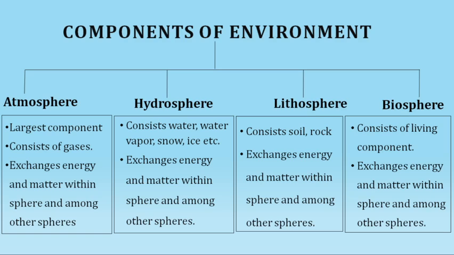The third component of environment is called lithosphere, and it deals with the solid part of earth, which is soil or rock. It likewise exchanges energy and matter within the sphere and also among the other spheres. So the soil, which is a component of lithosphere, contains a number of nutrients and minerals which are taken up by the green plants. Soil is a part of lithosphere and green plants are a part of biosphere. So whenever such uptake takes place, then the energy and matter get transferred from lithosphere to the biosphere.